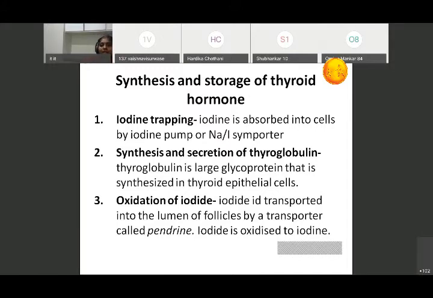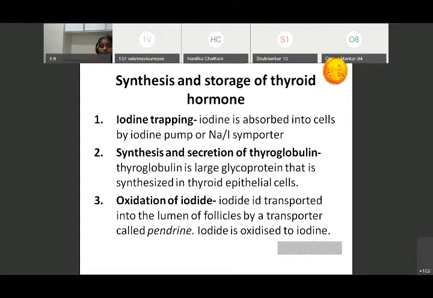Thyroglobulin is a large glycoprotein that is synthesized in the thyroid epithelial cells. Now, how is it synthesized? It is synthesized by the rough endoplasmic reticulum and Golgi apparatus. A small part is also played by the mitochondria. So don't confuse iodine trapping and synthesis. Synthesis of thyroglobulin is different and iodine trapping is different.